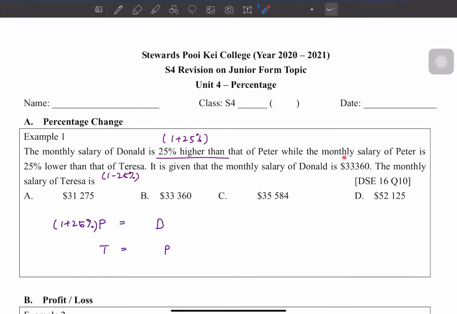Because Peter's salary is lower than Teresa, we cannot multiply 1 minus 25% to the salary of Peter because this number is less than 1. Multiply to Peter, okay? Then the salary of Teresa must be lower. So 1 minus 25% times the salary of Teresa is equal to Peter.